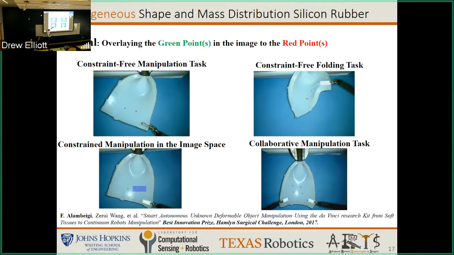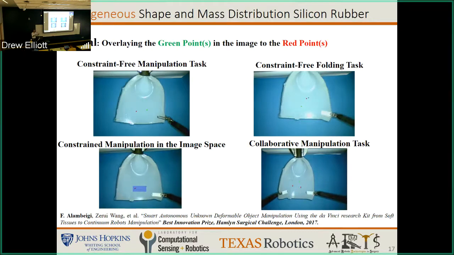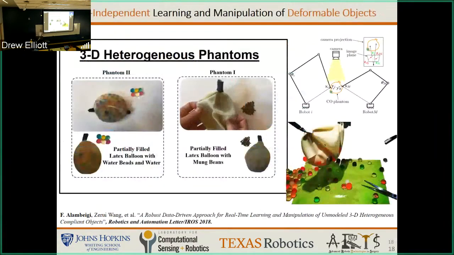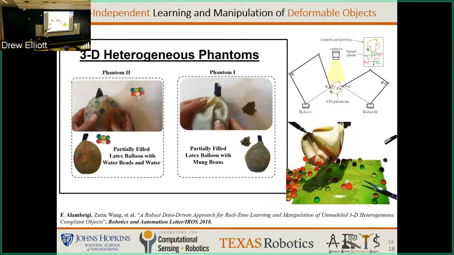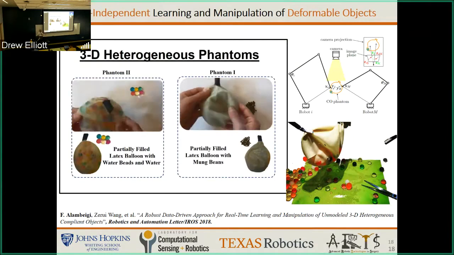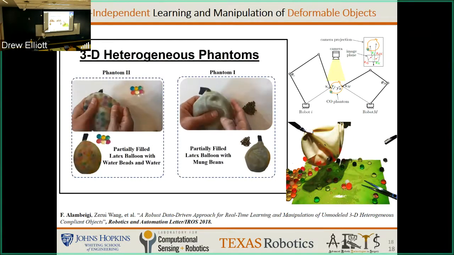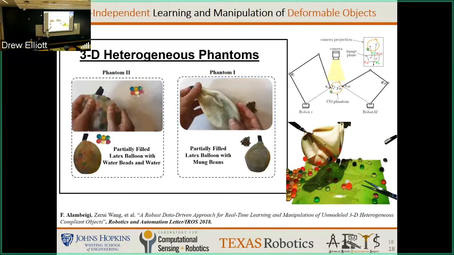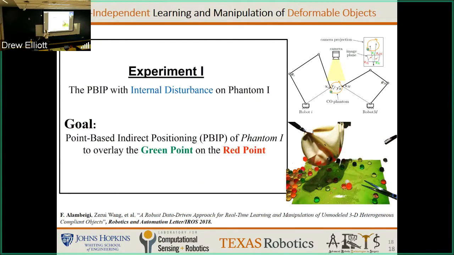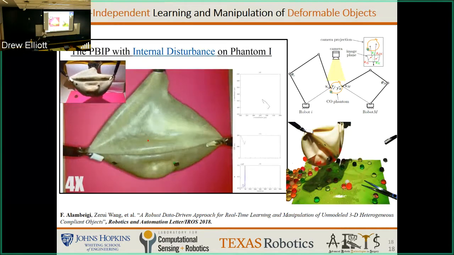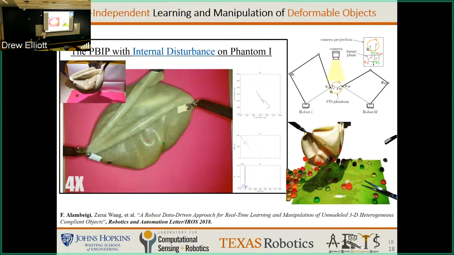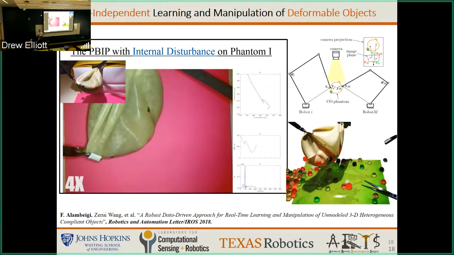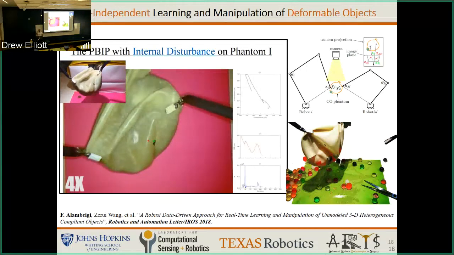Here we also did constrained manipulation, meaning that in the image space, we were forcing the robot to move the green point to the red point. Next step, we said that's easy, let's make it more challenging. So we got this bottle and partially filled it with beans and balls. The challenge was that as soon as you move the tissue, the beans move, making it highly stochastic, and you can never model such things. And the goal was, can we do the same thing?